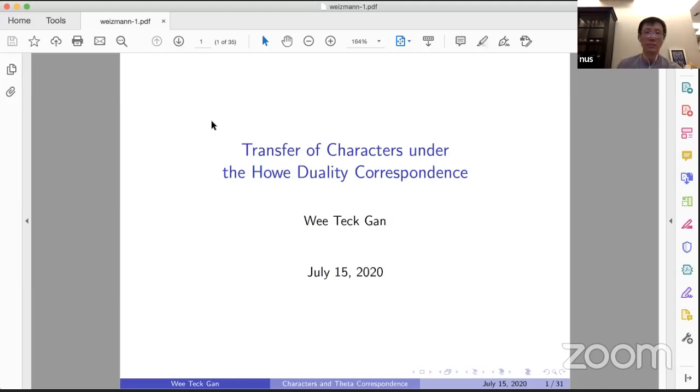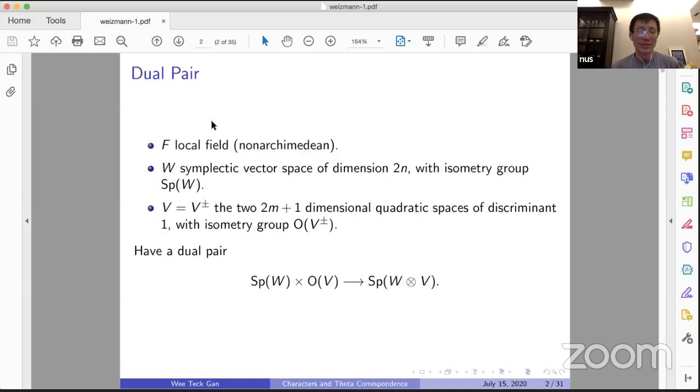Okay, so the big surprise is that I'm going to talk about the Theta correspondence, even though it is slightly disguised as the Howe duality correspondence. Let me start by recalling what that is. First, the notion of a dual pair. I'll work over a local field F. For this talk I will implicitly assume it is non-Archimedean, though it should be okay with Archimedean as well.